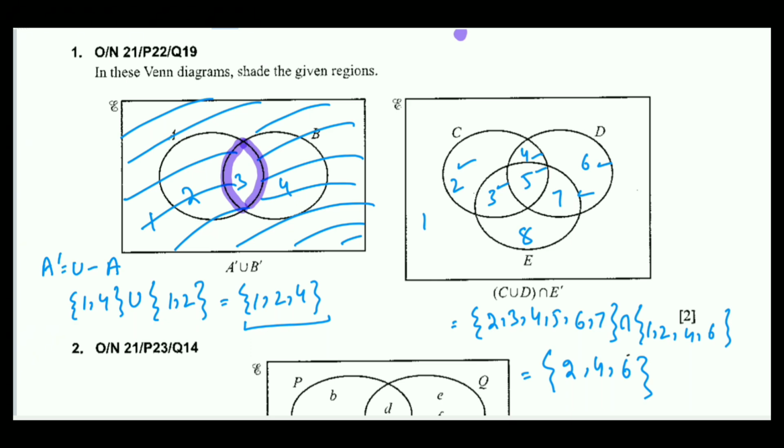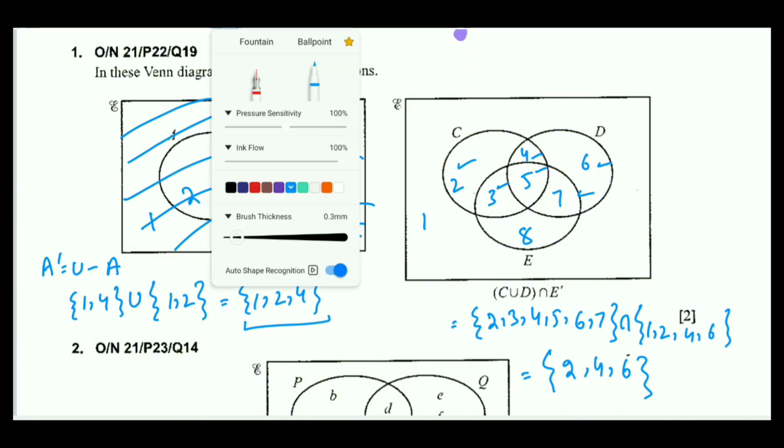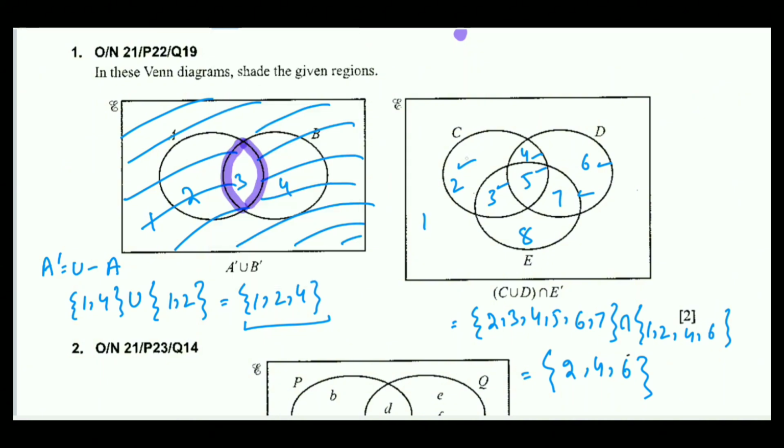So now we have to shade the parts that contain 2, 4 and 6. 2, 4 and 6. So these regions will be shaded for this part.